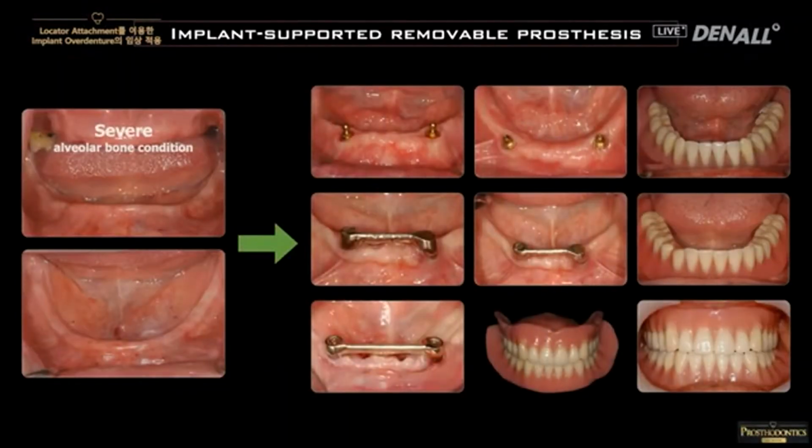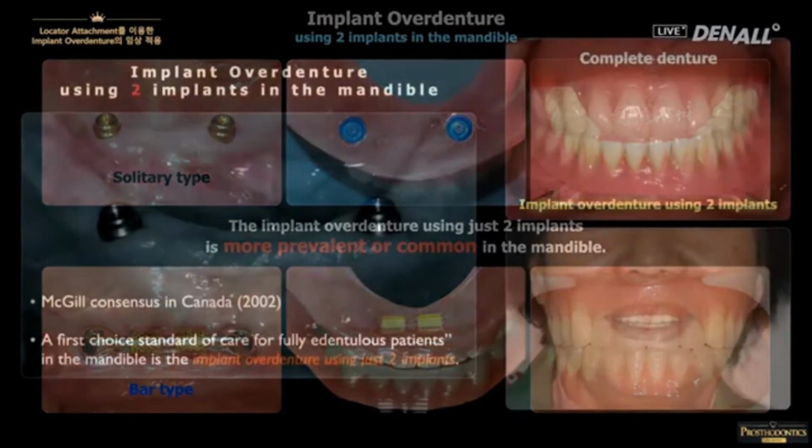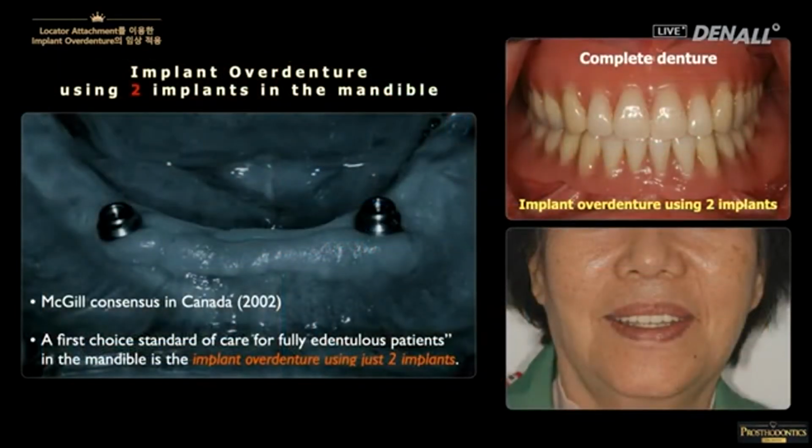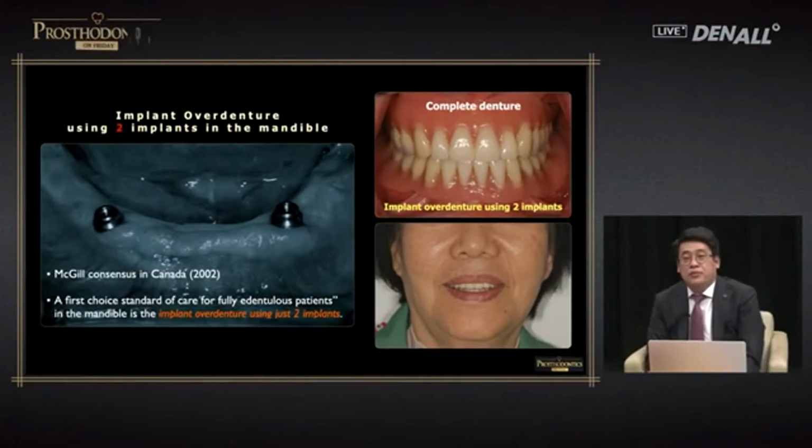There can be single standing overdenture or bar overdenture, where implants are connected. Overdenture is applied more to the lower compared with upper. In the case of very old fully edentulous patient, it is known from a 2002 report that the first treatment of choice is complete denture in the upper and overdenture using 2 implants in the lower.